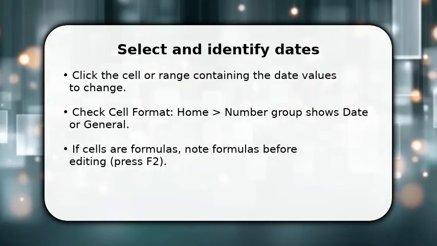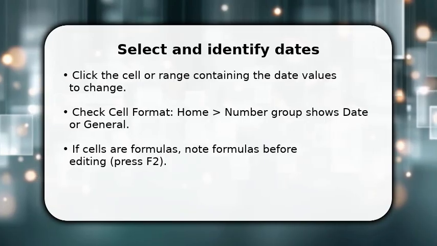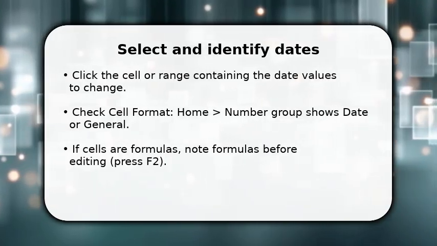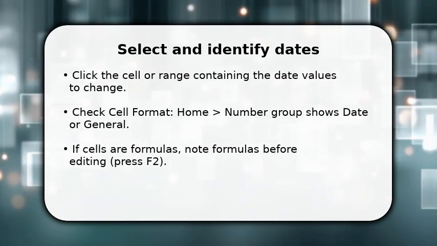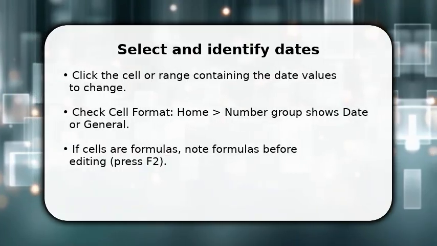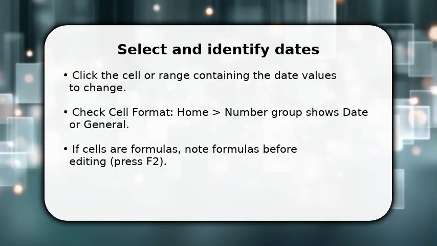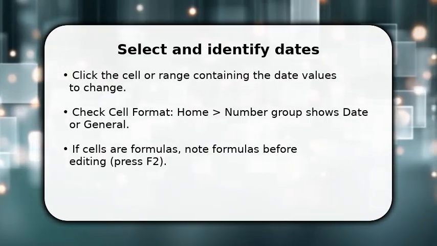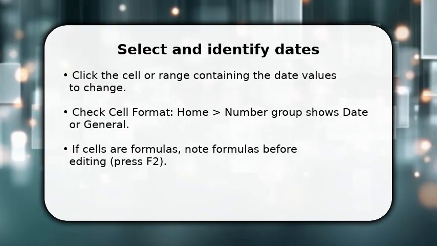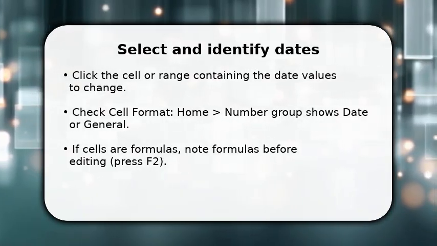You start by selecting the exact cell or contiguous range with the dates you want to change. This is crucial because Excel treats text, date values, and formulas differently. Once selected, look at the Home ribbon Number group to confirm the current format, date, text, or general, so you know whether to convert or overwrite.